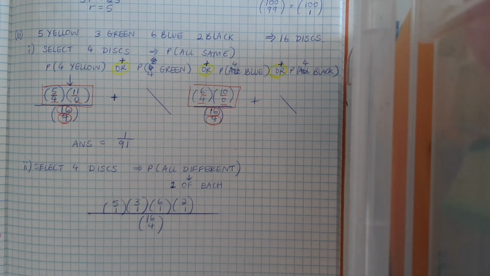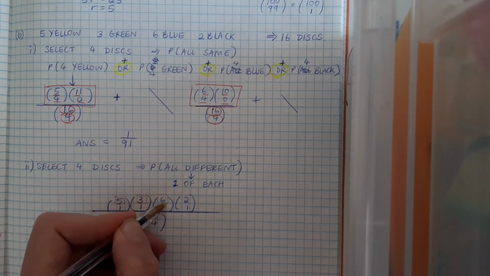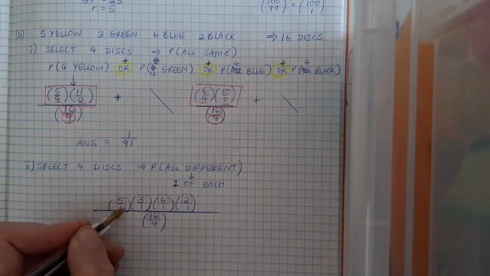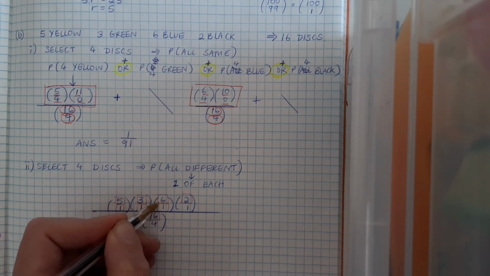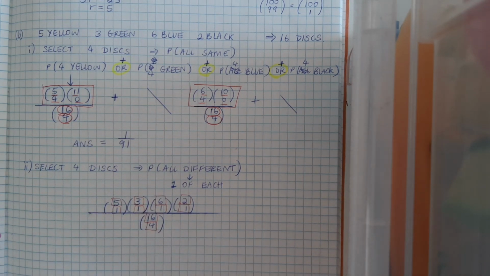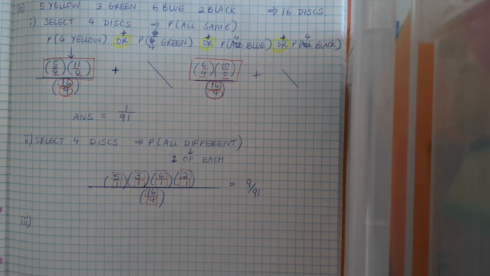Now again, just notice when I look at my values here, 5 and 3 and 6 and 2 add up to give me the 16, and 1 and 1 and 1 and 1 add up to give me the 4. So I'm pretty confident that I'm doing my calculation correctly. I'm going to go to my calculator and I get an answer of 9/91. Okay, finally on to part 3 then.